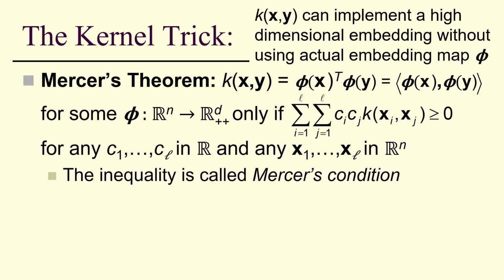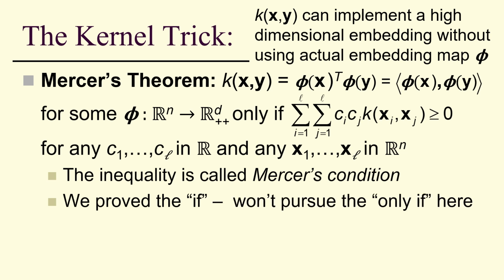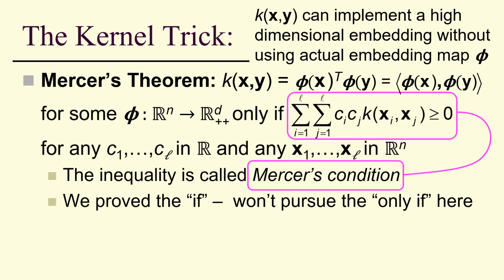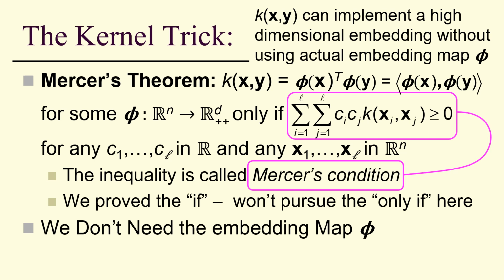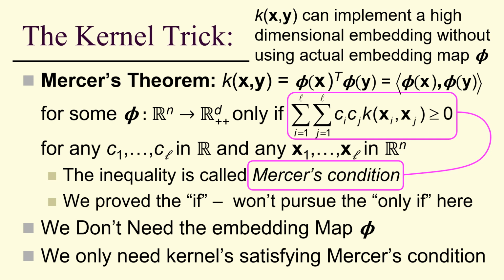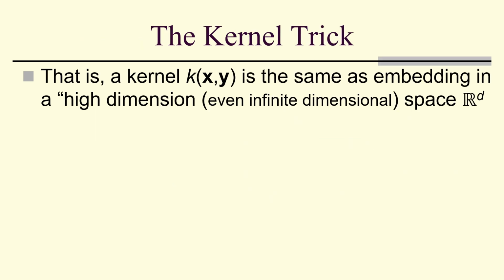The inequality is called Mercer's condition. We prove the if. We're not going to pursue the only if here. But Mercer's condition is what we use to determine when a kernel represents an inner product of these embedding maps. And we don't need the embedding map if we have Mercer's condition. We only need kernels that satisfy Mercer's condition. And this is called the kernel trick. A kernel is the same as embedding in a high dimension, even an infinite dimensional space, R^D.